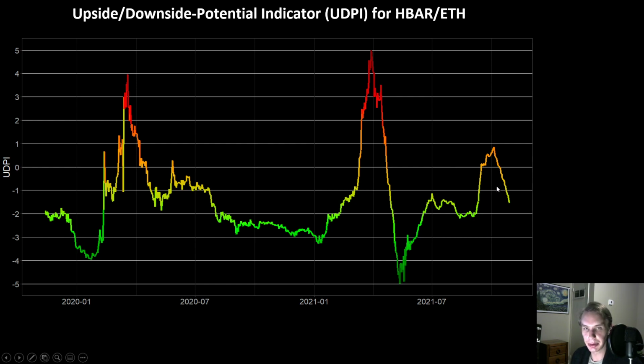And so as I mentioned, right now where we stand is it seems like the UDPI is thinking that HBAR is more likely to be able to run further against Ethereum than Ethereum is against HBAR. And so there's more room for HBAR to be outperforming Ethereum right now than for Ethereum to outperform HBAR. That doesn't necessarily mean that HBAR will immediately have to start outperforming Ethereum, but it could. And there's a good amount of room for it to move to the upside against Ethereum, more than there is room for it to bleed against Ethereum, is what this is suggesting at this current point in time.